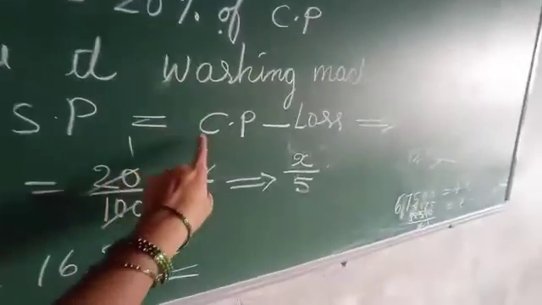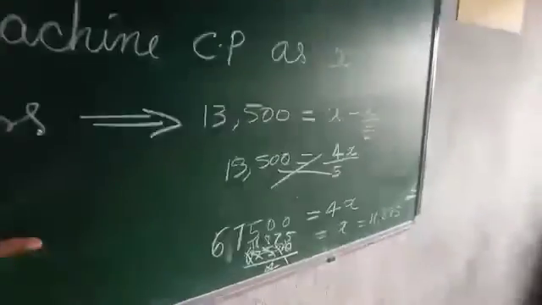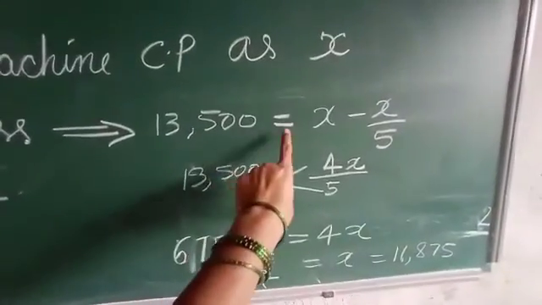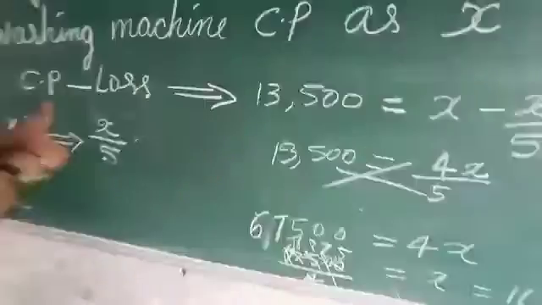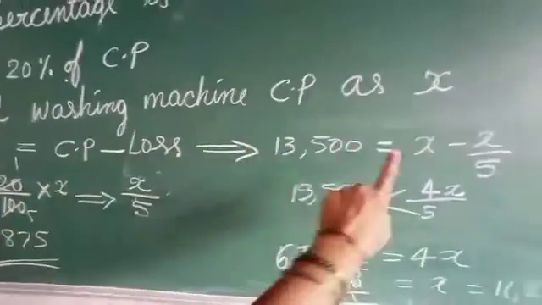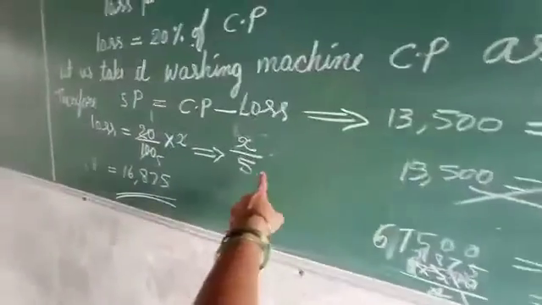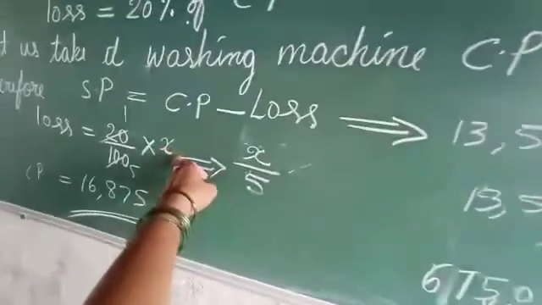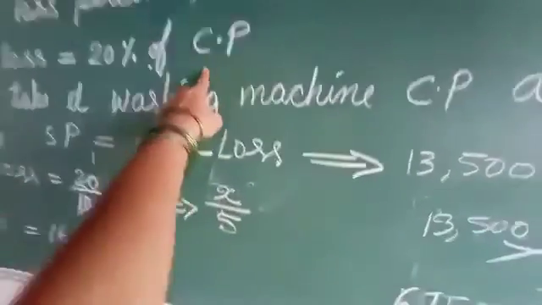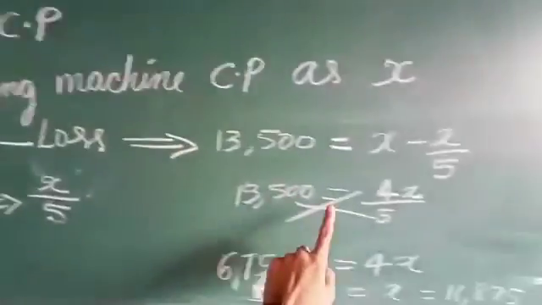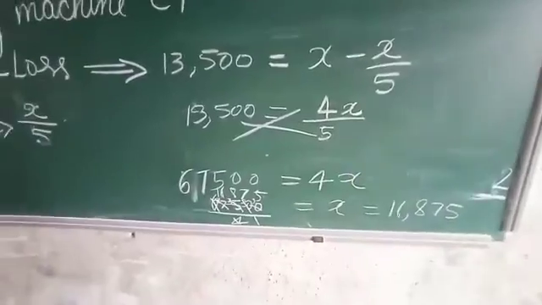Selling price is equal to cost price minus loss. So 13,500 I have taken is equal to cost price x minus loss. We have got x by 5. This is taken with the help of the loss percentage. So 4x by 5 you have got.